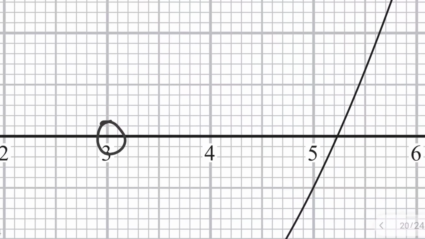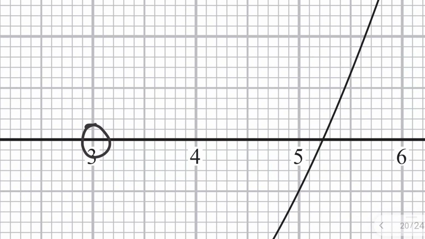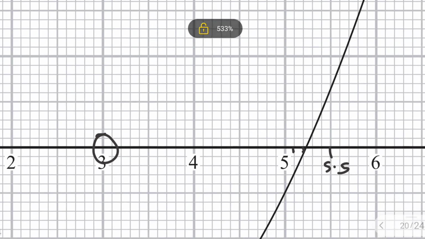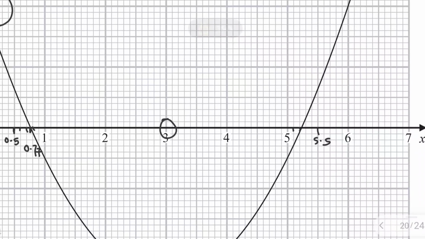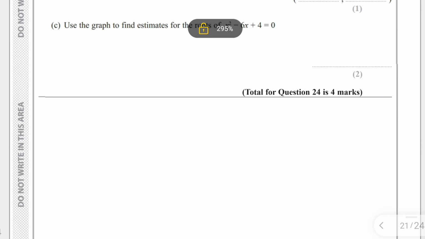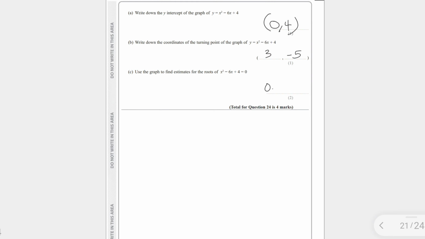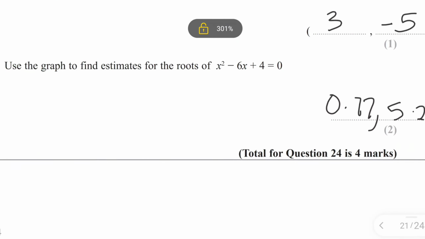And this second one is going to be 5.5. So this will be 5.1, 5.2. I think that should be 5.22. So the solution is 0.77 and 5.22. So 0.77 and 5.22. I hope that makes sense.